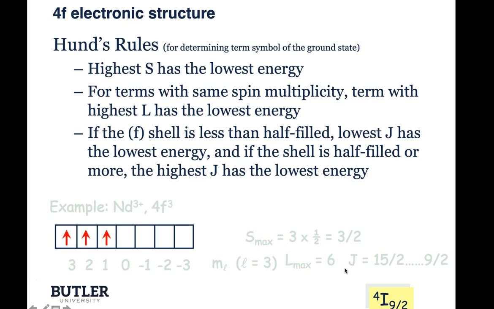So our J can be from L plus S, so 12 halves plus 3 halves is 15 halves, down to L minus S, which is 12 halves minus 3 halves, which is 9 halves. And so in this case, we are less than half filled. So it's a quartet, okay, because it has S of 3 halves, 2S plus 1, so 2 times 3 halves plus 1 is 4. It has an L of 6, which has the letter I. And then the lowest J has the lowest energy, so it would be J equals 9 halves. So the quartet I 9 halves would be the lowest term symbol for this.